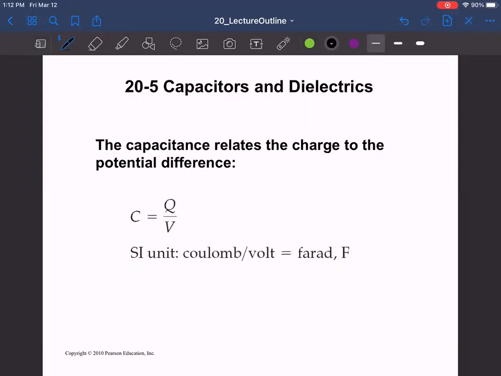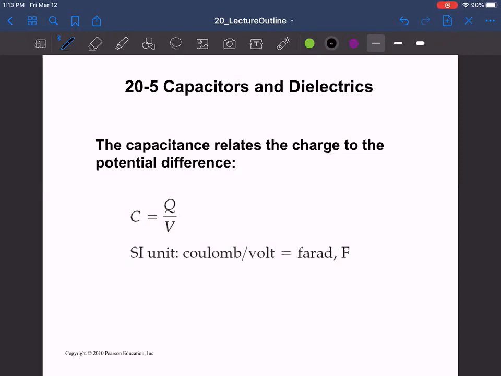So if we apply 2 volts to a capacitor and measure how much charge goes on it, we can then figure out the capacitance. If we then change the amount of voltage applied on there, the capacitance will stay the same. So then we can figure out what the new amount of charge would be. Once you find that capacitance, it's not going to change anymore. It's going to stay what it is.